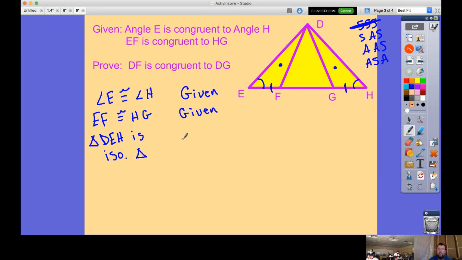How do we know that? Because of angle E being congruent to angle H. And then once we say that this is an isosceles triangle, then we can say side DE is congruent to side DH based on that isosceles triangle. So then we can go in and say that this side is congruent to that side.